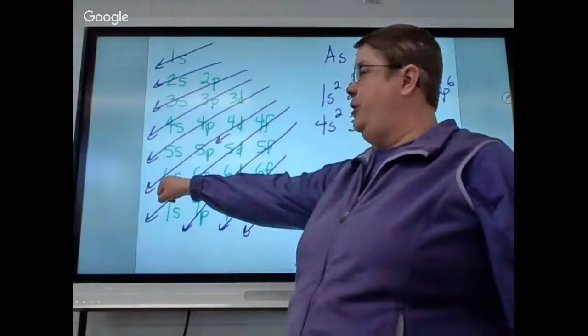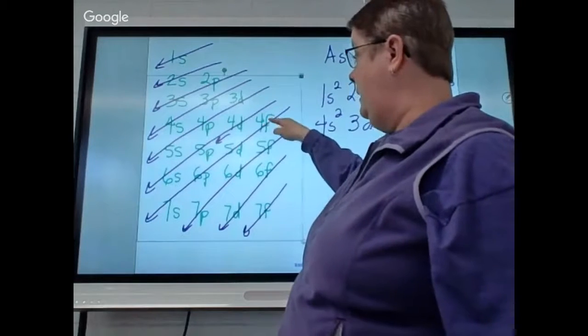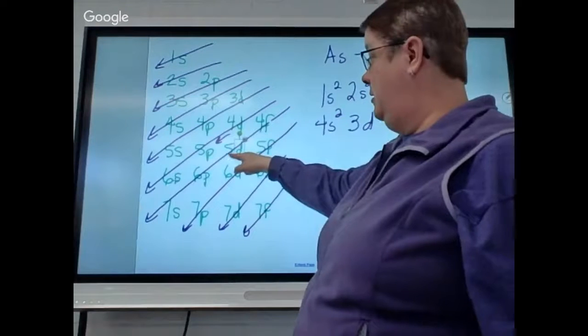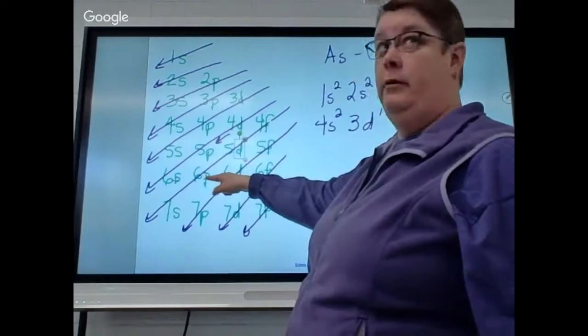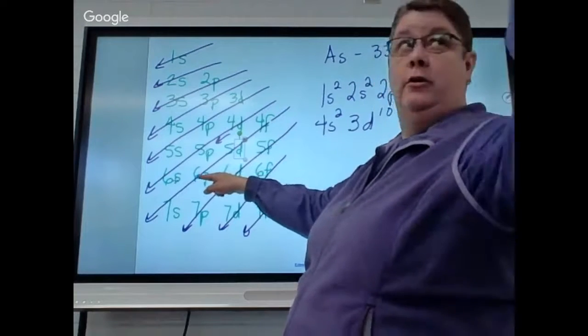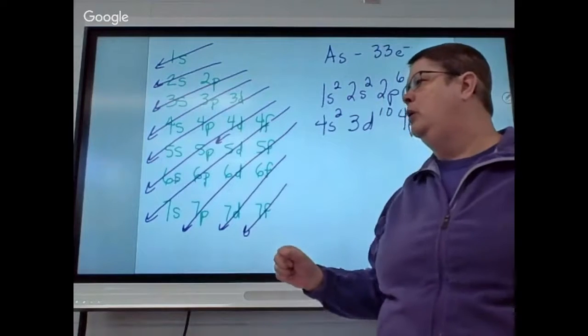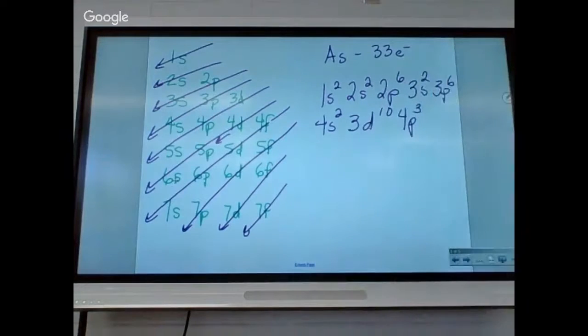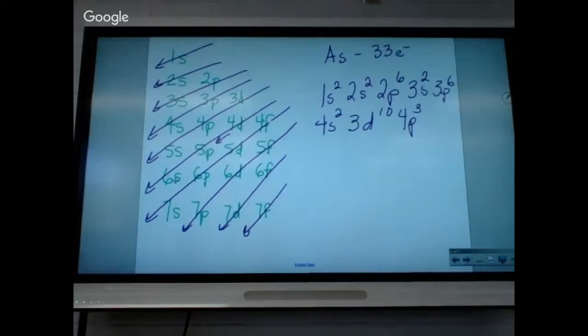After 6s2, what's next? 4f14. Then what's next? 5d10. And then what? 6p2. That'll get you 82. Lead's 82, yeah. 6p2. Questions? All right. Now, if you need help with that, we'll be doing it off and on today.